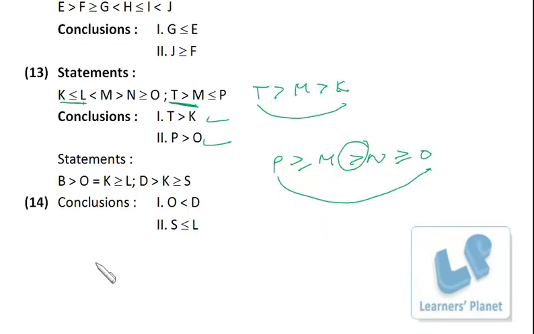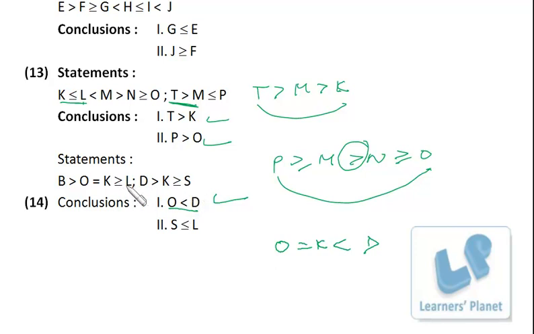B is greater than O is equal to K, this O and D. So O and D, O is equal to K, and D is greater than K. K is less than D. So definitely O is less than D, because O and K, both of them are equal. So this is true. S and L.